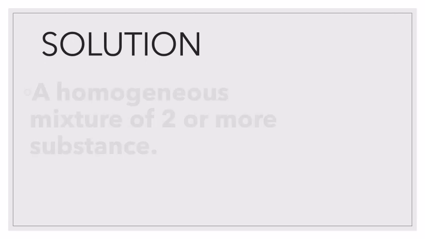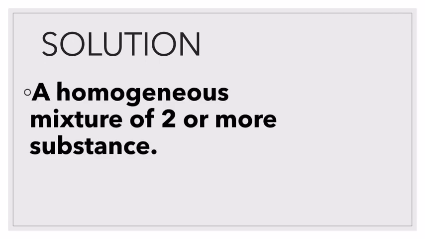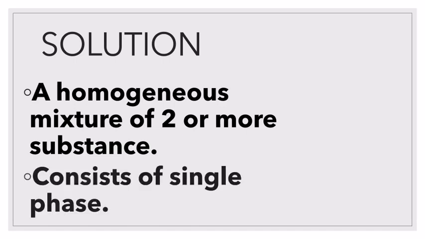So what is a solution? We have defined solution as a homogeneous mixture of two or more substances. Meaning to say, again, solution is an example of a mixture, but it is not a heterogeneous mixture. It is a homogeneous mixture made by combining two or more substances. Another one, it consists of a single phase, meaning to say, if you're gonna look at it, you cannot tell which is which. You cannot tell which part is the substance and so on.